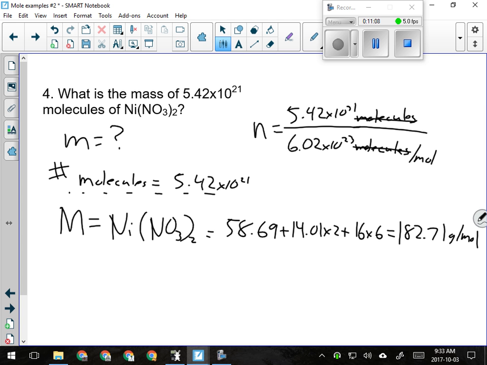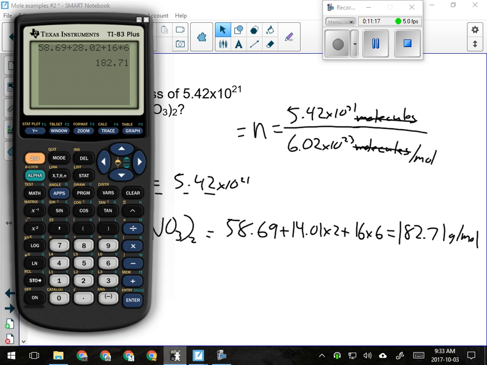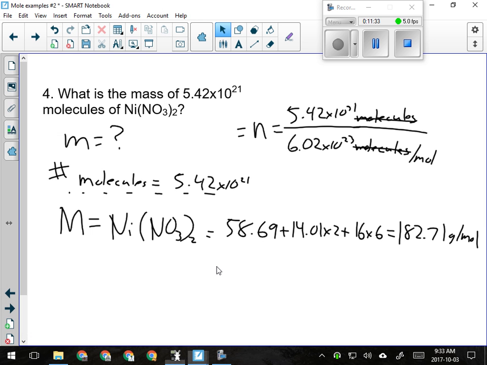I don't know if that helps you. Sometimes unit analysis helps people see what they're doing. Now we've got to look at what we're going to get for a number here. So we've got in brackets 5.42 E21, divided by Avogadro's number. So we're looking at 0.009 moles. Like I said, a lot less than a mole.